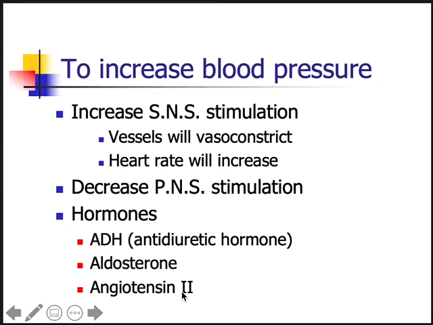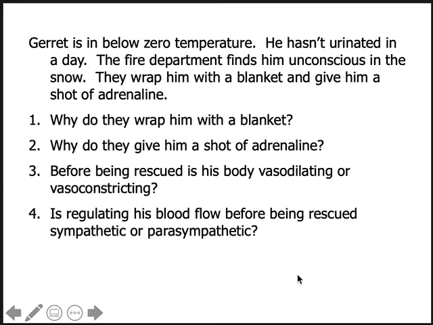Angiotensin 2 has two functions. It directly vasoconstricts systemically, but it also causes the release of aldosterone, which will have a different mode of action to increase blood pressure. All right, hope you're looking forward to the urinary chapter. It's kind of fun. All these chapters are fun though.